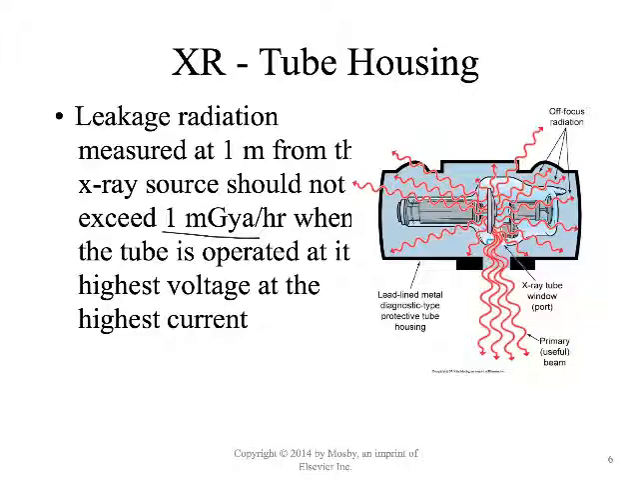So they measure leakage radiation at the tube and then extrapolate that out. But what that's saying is that there shouldn't be really any leakage whatsoever coming out of the X-ray tube itself. That's why the tube is so heavy, is how much lead is in the tube to keep the leakage down. And again, 1 milligray per hour.